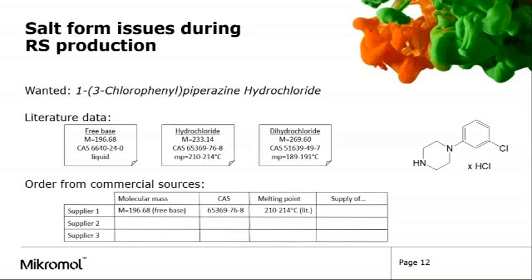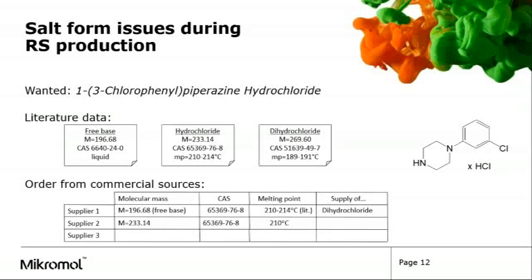Well, this material is available from several commercial sources, and when we look at these in the catalogs, we see supplier 1 listed a molecular mass corresponding to the free base, the CAS number corresponding to the hydrochloride salt, as well as the melting point corresponding to the hydrochloride salt. But in fact, when purchased, that material was the dihydrochloride.